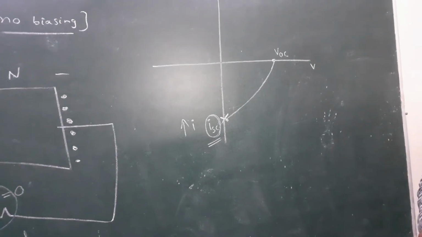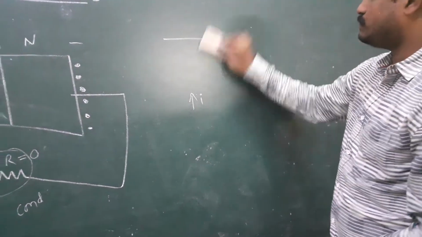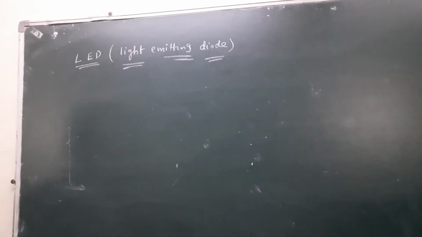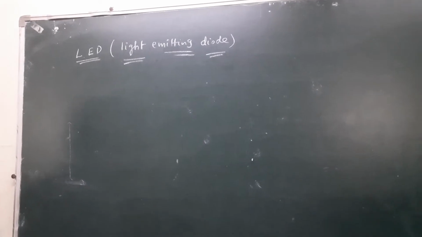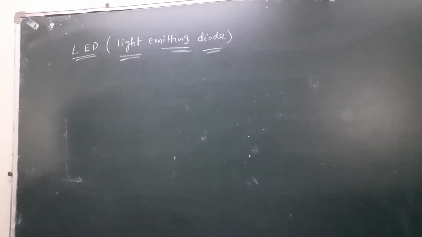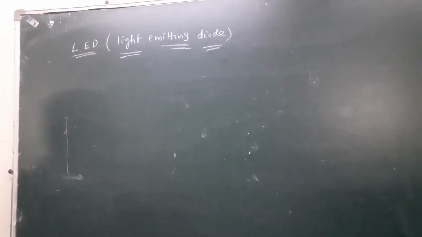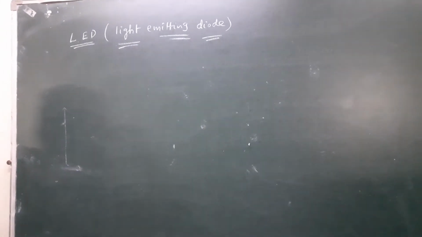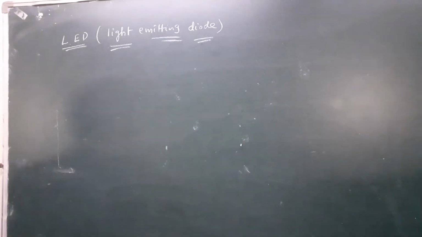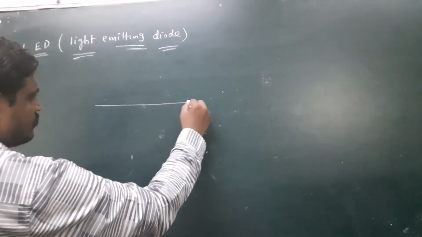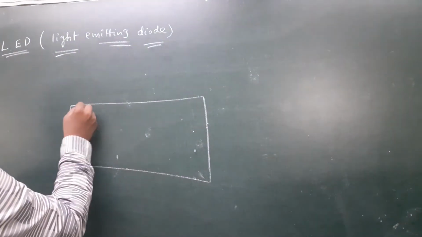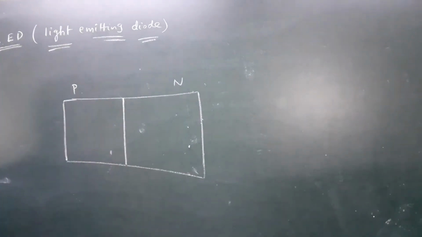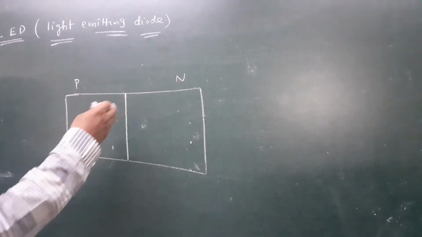Next I discuss LED, light emitting diode. Light emitting diode is simply called LED. In modern days, for house purposes, we use new lamps that are manufactured from LED. Here, a light emitting diode is also nothing but a PN junction diode. This is the P, this is the N, and this is the junction.